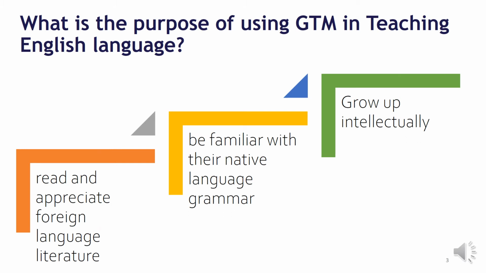What is the purpose of using grammar translation method in teaching English language? There are three main purposes in teaching English language according to grammar translation method, which are: read and appreciate foreign language literature, be familiar with their native language grammar, and grow up intellectually.